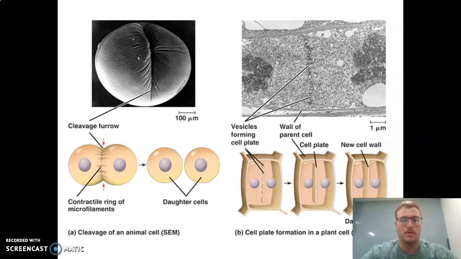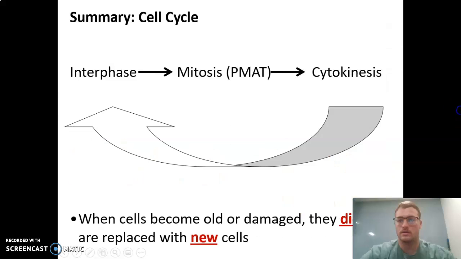So the picture on the left shows a cleavage furrow. This is what would happen to the cells in your body or a living organism. It cleaves, as you can see in the top picture, and then in the bottom picture you see the process where the cells begin to cleave until there are two separate daughter cells. In the picture on the right, you can see that's a plant cell. The cell plates begin to line up. They form into new cell walls, and then there are two new daughter cells.